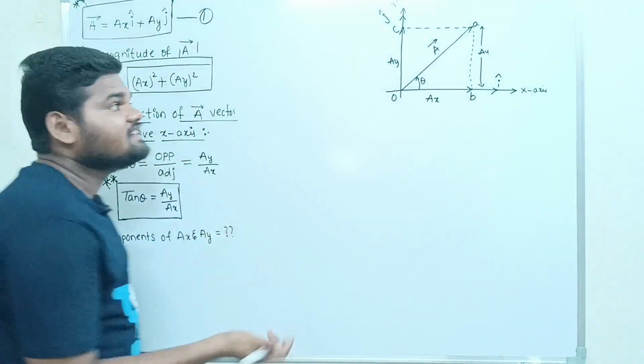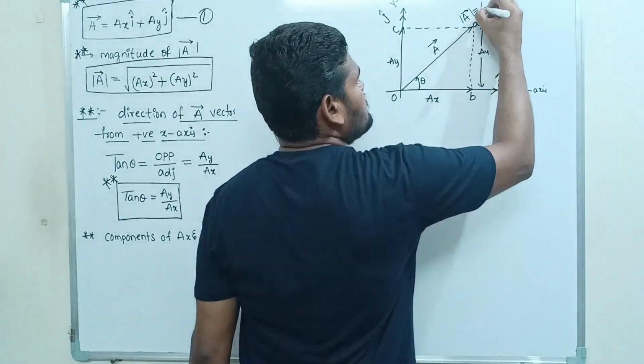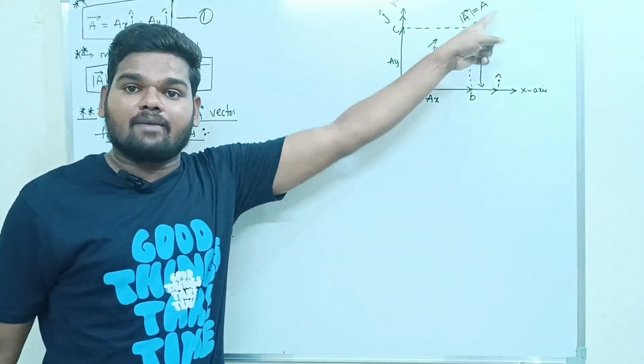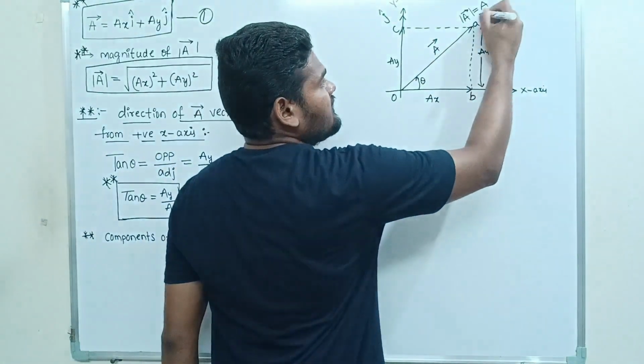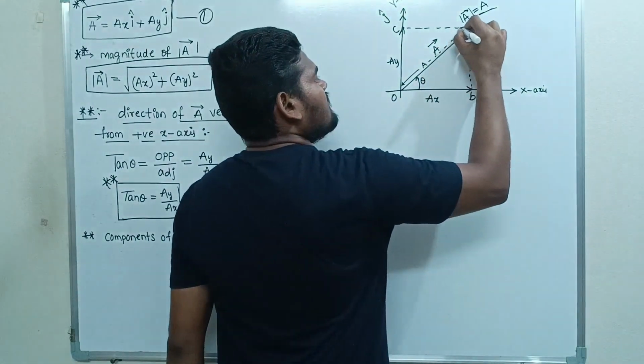The magnitude of A bar vector is, I'm taking, capital A. So the magnitude of A bar vector is capital A. I'm just considering this magnitude as capital A. Now this total hypotenuse becomes capital A.